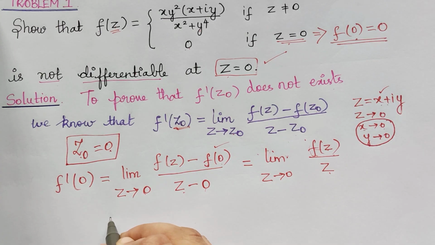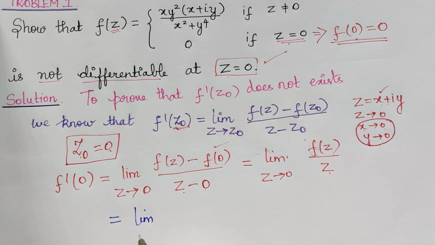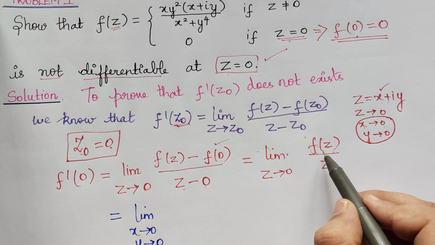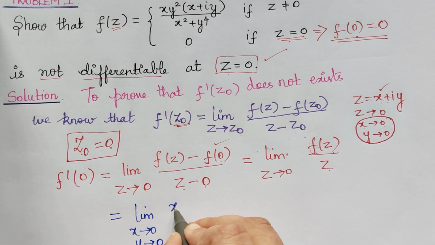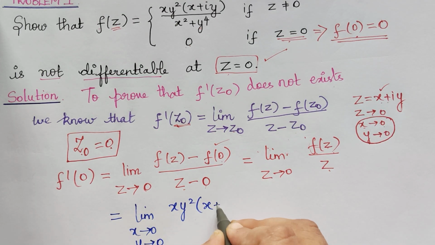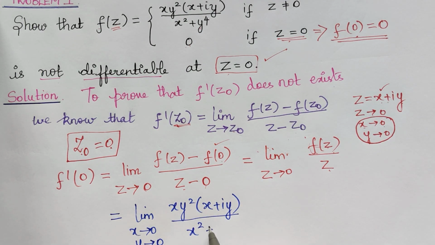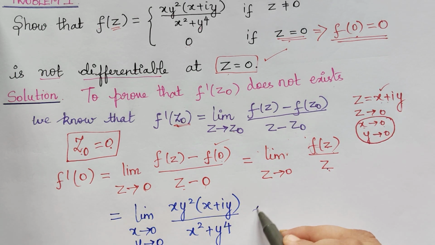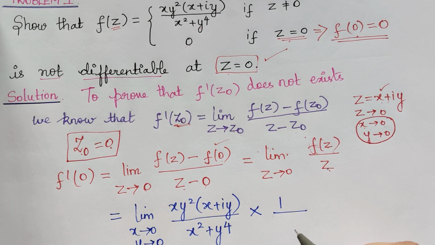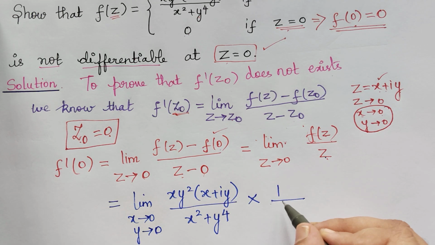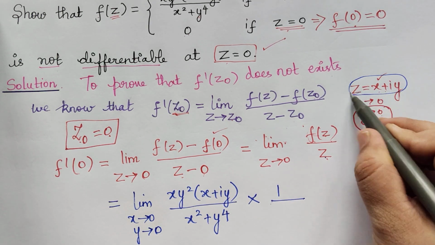So on substituting, this will be further equal to limit x tends to 0 and then y tends to 0. Now what is f of z? It is xy square multiplied with x plus iy divided by x square plus y to the power 4, and this whole divided by z. It can also be written as multiplied with 1 by z, because it is the denominator of the denominator. But what is z? It's equal to x plus iy.